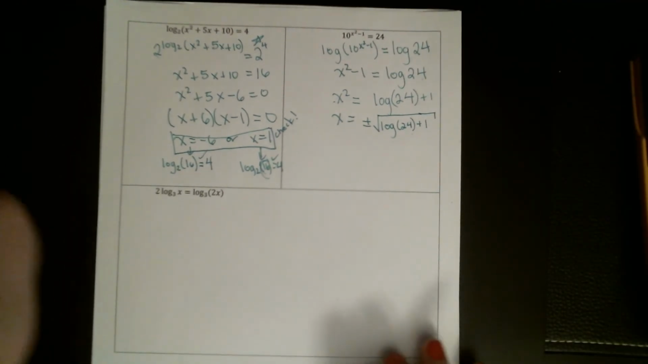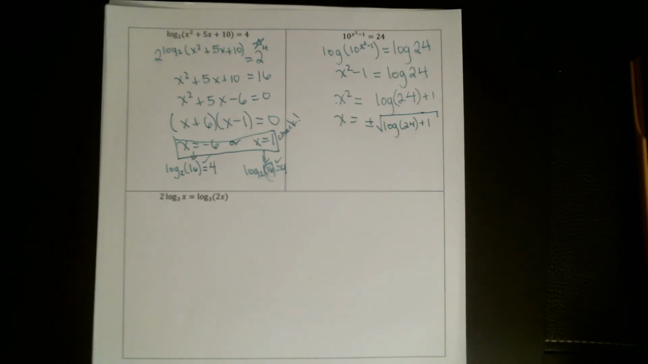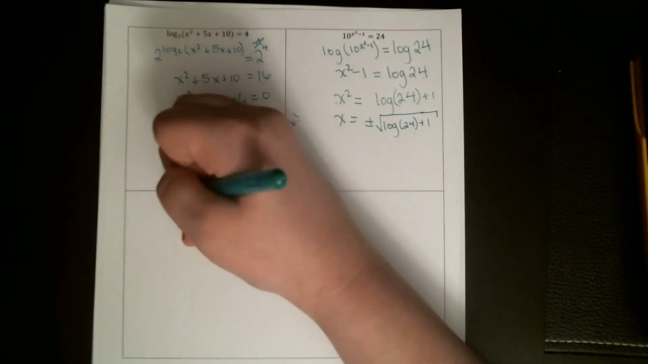Okay, last example for this video. 2 times log base 3 of x equals log base 3 of 2x. This seems like it's not a big deal to solve, and actually it isn't, but there's one really easy mistake to make. I right away notice that I have a log base 3 on both sides, and I would like to exponentiate with base 3 to get rid of those, but you have to be really careful.